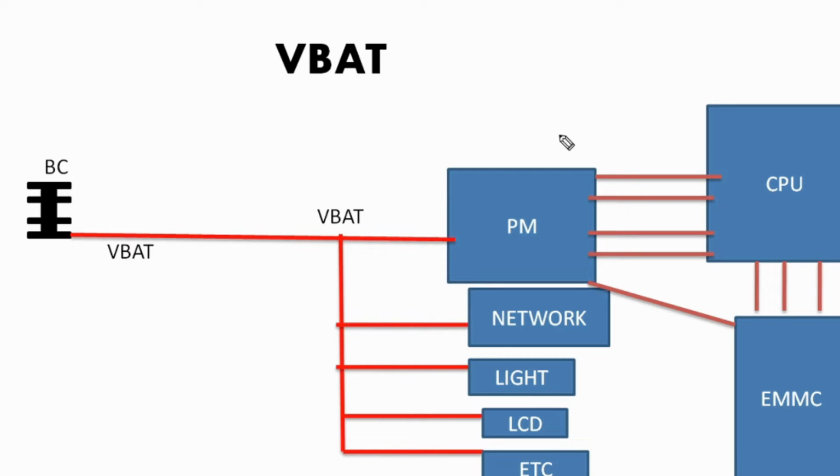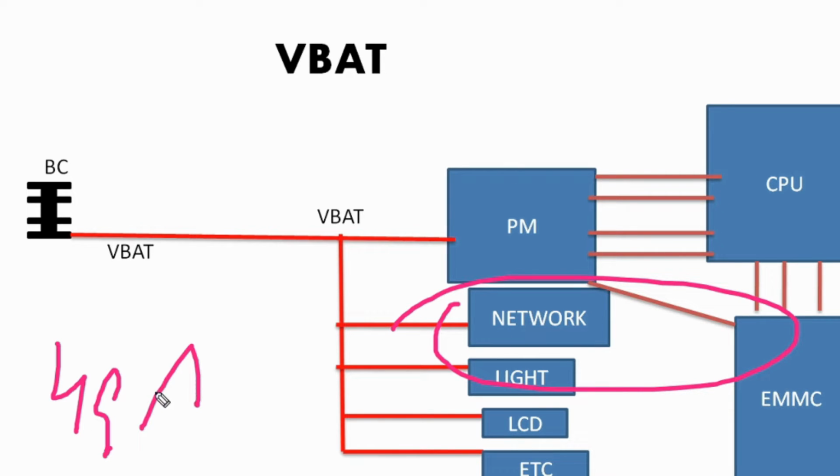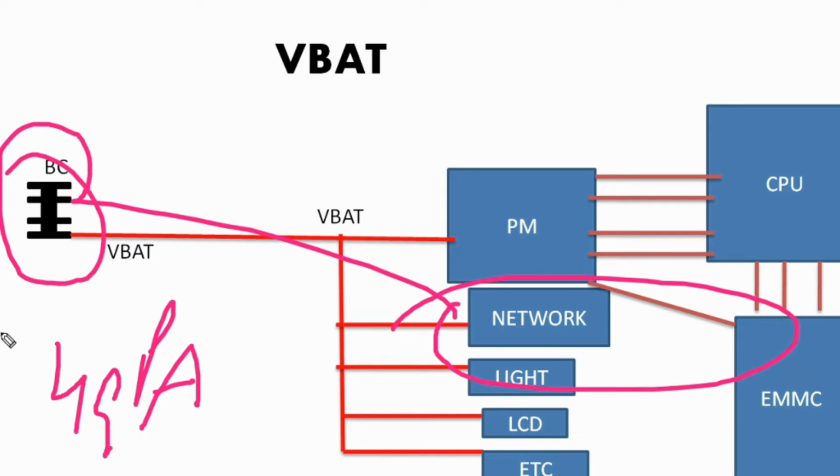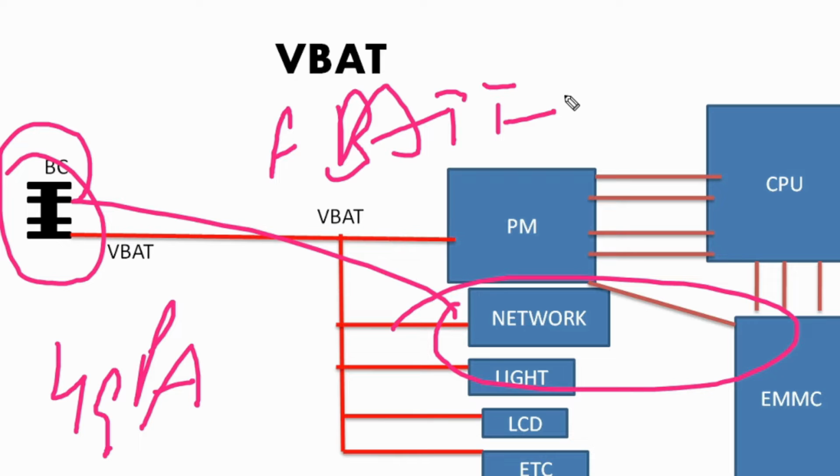The biggest problem in this was that as soon as there was a short in any area, the short came directly to the battery connector. Suppose this network section, a 4G PA, meaning power amplifier, was shorted. So the short comes directly to the battery connector. Due to that short, problems like drain or battery swelling occurred.